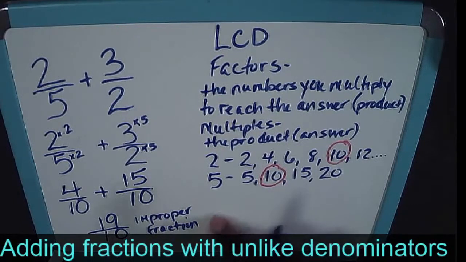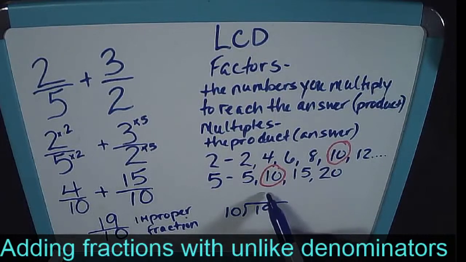Let me move this up. The denominator becomes your divisor right here, and your numerator becomes your dividend. So then you do your division. How many times can 10 go into 19? It can only go into 19 once.